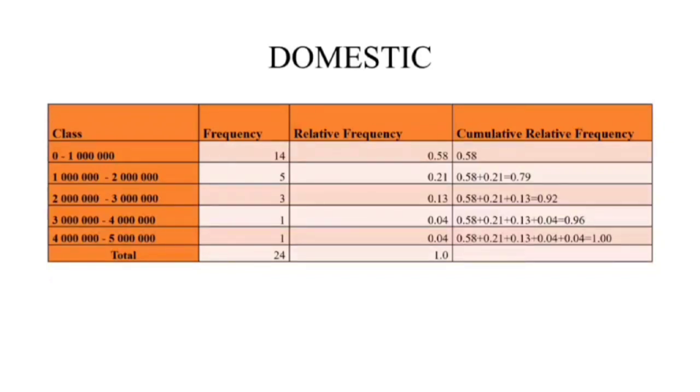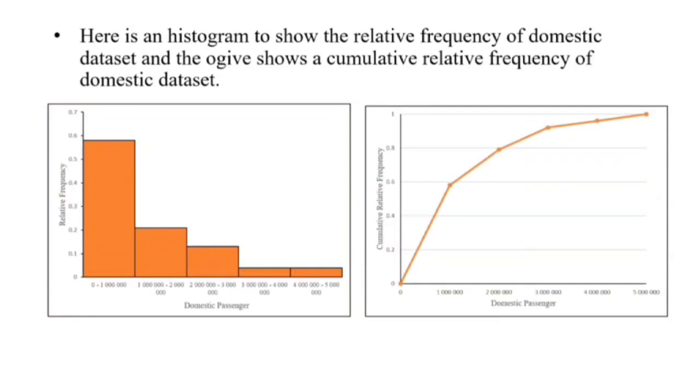After getting the values, I use a histogram to show the relative frequency of the domestic dataset, and I use an ogive to show the cumulative relative frequency of the domestic dataset. For this histogram, the data are positively skewed because most of the data, as you can see, are on the left side of the histogram, but a few larger values are on the right.